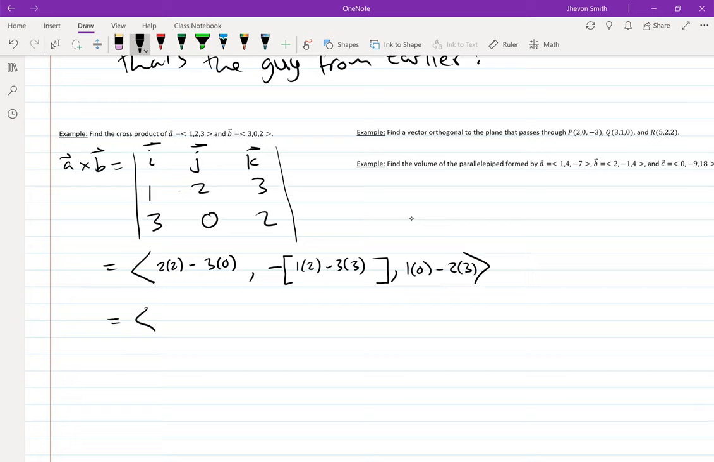So the cross product of these two is going to be 4, comma, this is going to be 2 minus 9, which is -7, that's going to be 7, comma, -6. That vector is orthogonal to both. And in fact, let's double check that we didn't make a mistake. Check. -5, what? Where did I get a -5? Let's check. If I made a mistake, we'll pick it up here. If I take this, let's call this C, and take A dot C, what do I get?